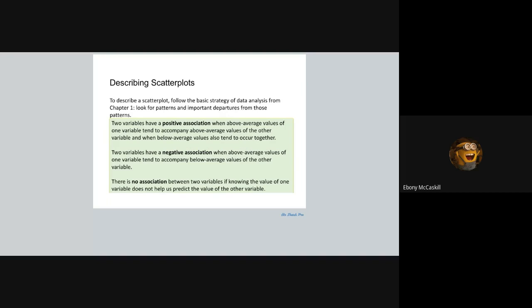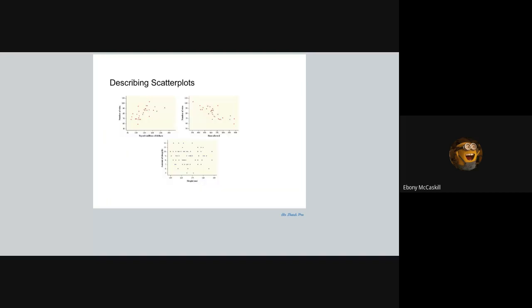Right? So we already talked about no association. Here are a few pictures. Let's take some guesses. Don't look at your paper, look at the screen. All right, so first one. We have the relationship between payroll and the number of wins. Is it positive, negative, or no association? Payroll and number of wins. Is it a positive relationship, a negative relationship, or no relationship?